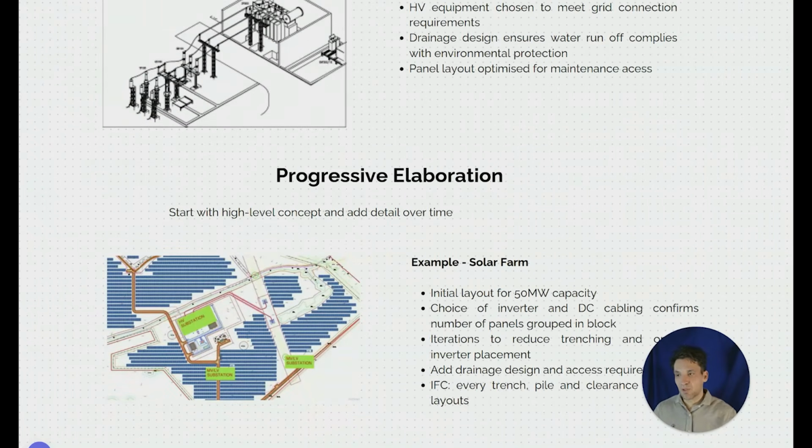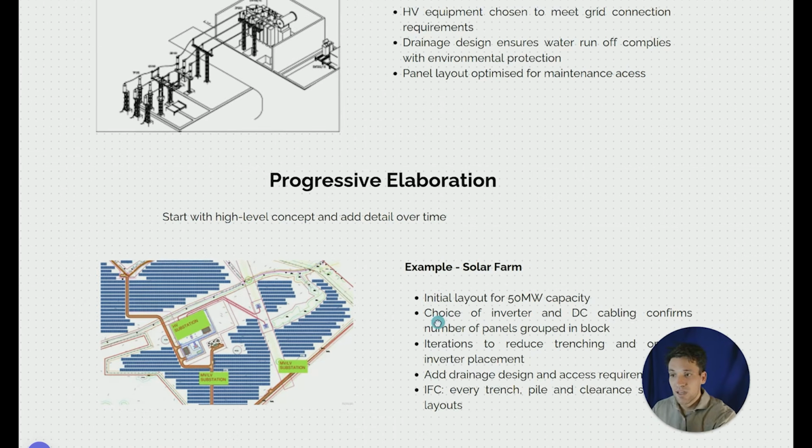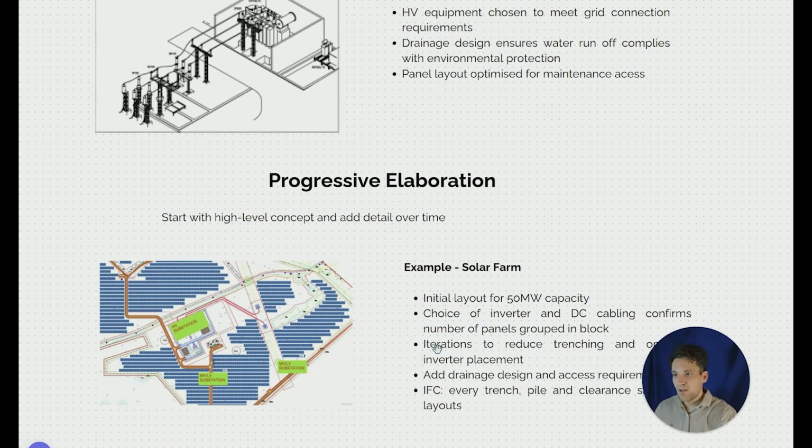The design develops progressively. What I mean by this is that we start with a high-level concept, our requirements, and we add increasing levels of detail throughout time. So for example, for our solar farm, we know it has to meet 50 megawatts. We might start with a broad layout of where the panels and the inverters are going to show that we can fit all the panels on the land allocated to the project.